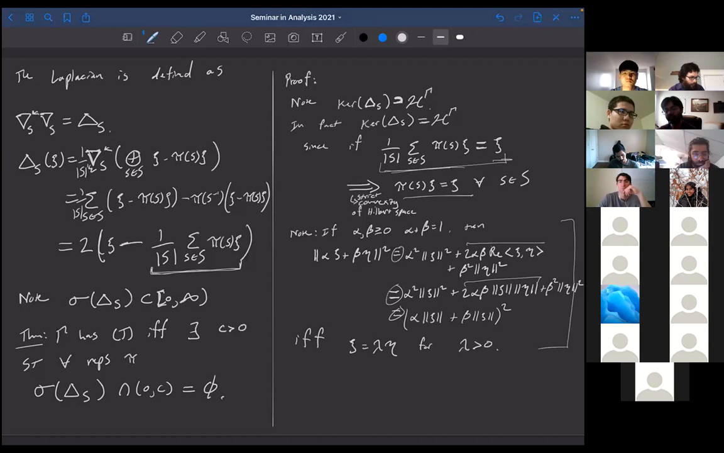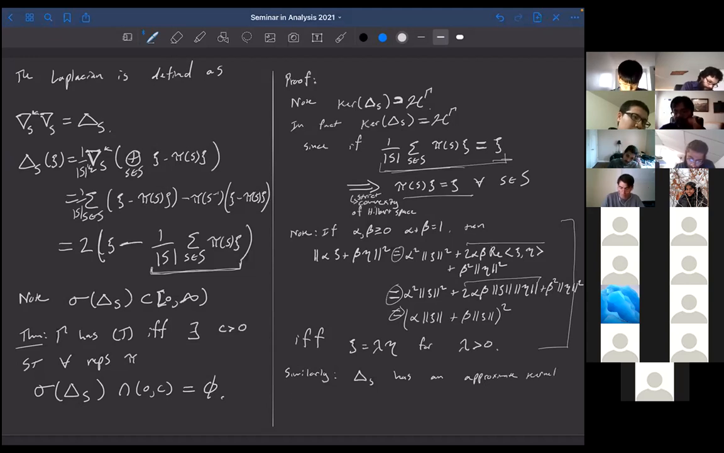So that shows that, in fact, the kernel of this operator equals the space of invariant vectors. But actually, this works not just for the kernel, but for the approximate kernel as well. You can also say, similarly, that this operator delta_S has an approximate kernel if and only if the representation pi has almost invariant vectors.